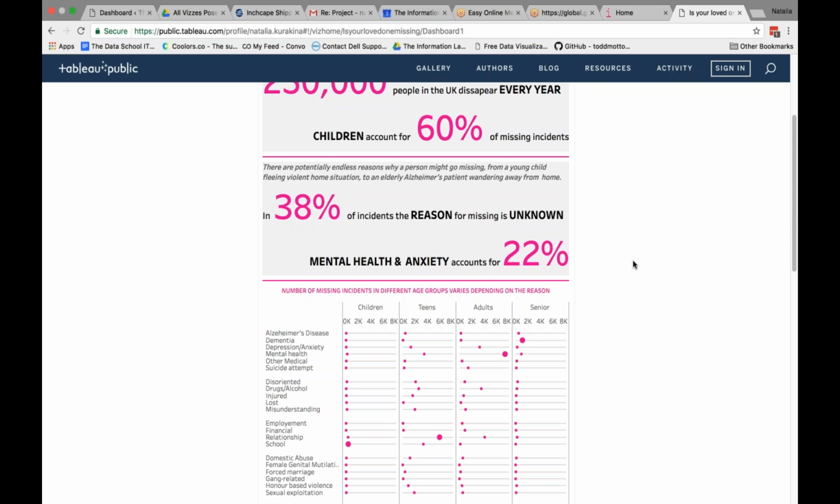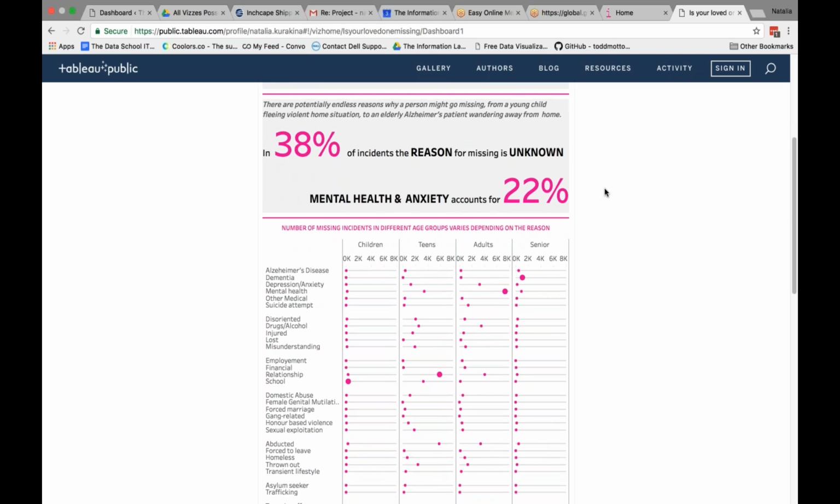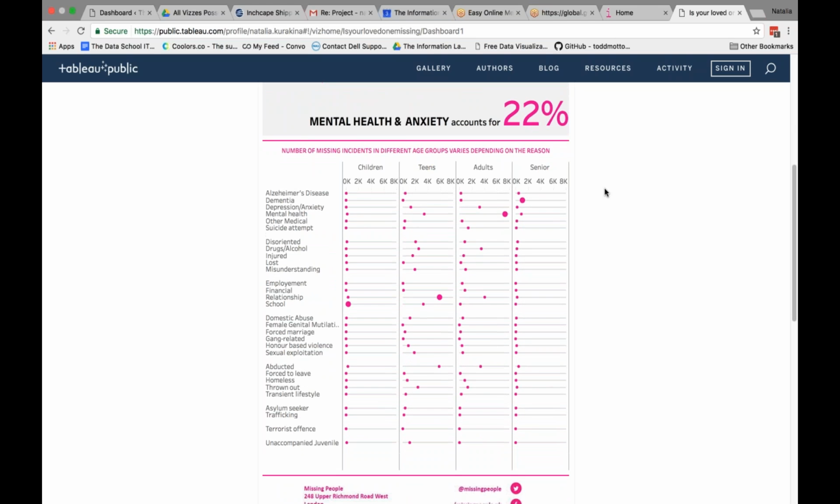Again, the data does not add up to the 250,000, because this is from the police reports, and not all cases have a reason. Sometimes it's just unknown or other, so they didn't collect this data. But based on the data that they collect, 22% of incidents happen because of mental health and anxiety.